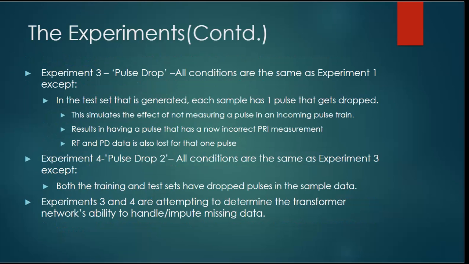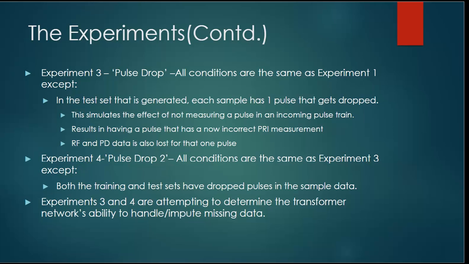And so that leads us into experiment 3, which is the pulse drop experiment. One of the big things that drew me to trying to use transformer networks was their ability in natural language processing to impute missing data and still come up with an assessment of the sentiment, for like a tweet or something. And so I wanted to see how well these networks impute missing data, say if we had a bad pulse measurement taken.